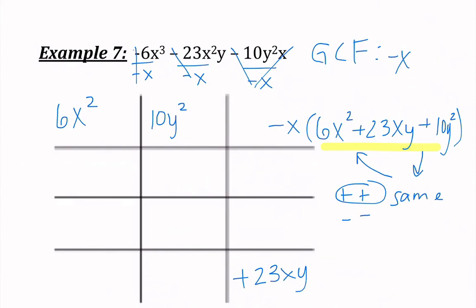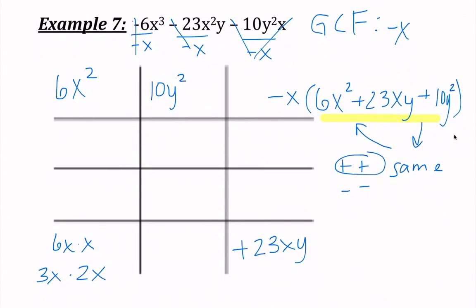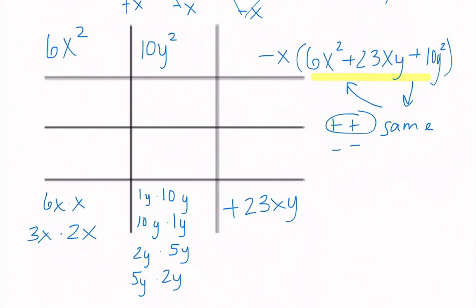All right, my factors of 6x squared, I have two options. It could be 6x times x or 3x times 2x. Okay, this next one, my factors of 10y squared. So instead of just thinking like 1 times 10, I have to keep in mind this y squared. So I know 1y times 10y would give me 10y squared. Flip-flop that. So also 2y times 5y, flip-flop that. All right, so those are my options.